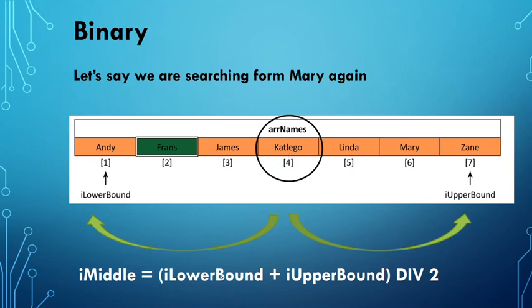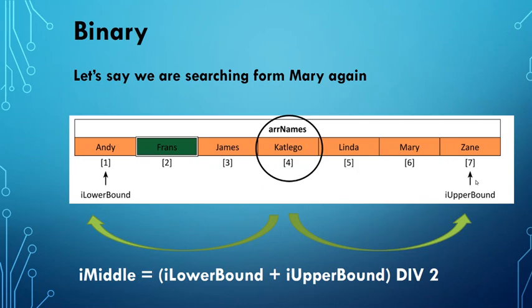If it's bigger, then the lower bound now is equal to the middle plus 1. If it's smaller, the upper bound becomes the middle minus 1. If it's bigger, the lower bound becomes the middle plus 1. And we do the same calculations again.